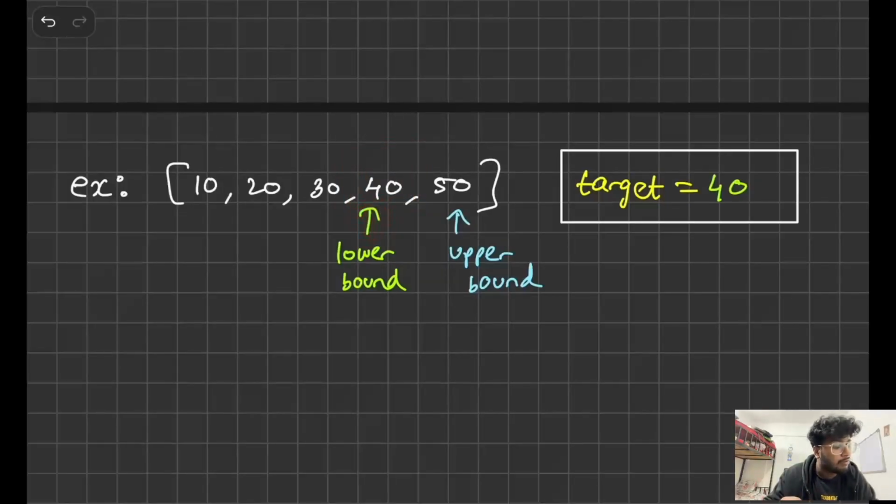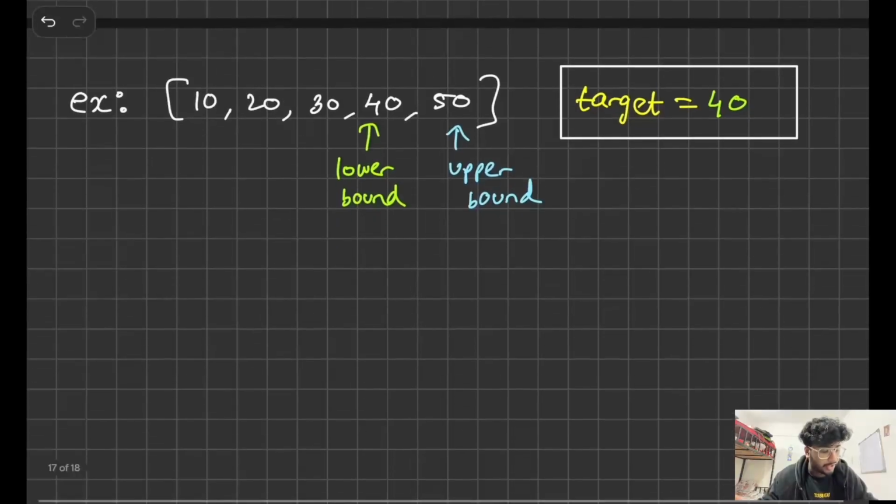And upper bound would return me an iterator to 50, as it gives an iterator strictly greater than the target. Like the target is 40 here, I'll receive an iterator from the upper bound function which is strictly greater than the target, which is 50 here, right? So now let's take another case.